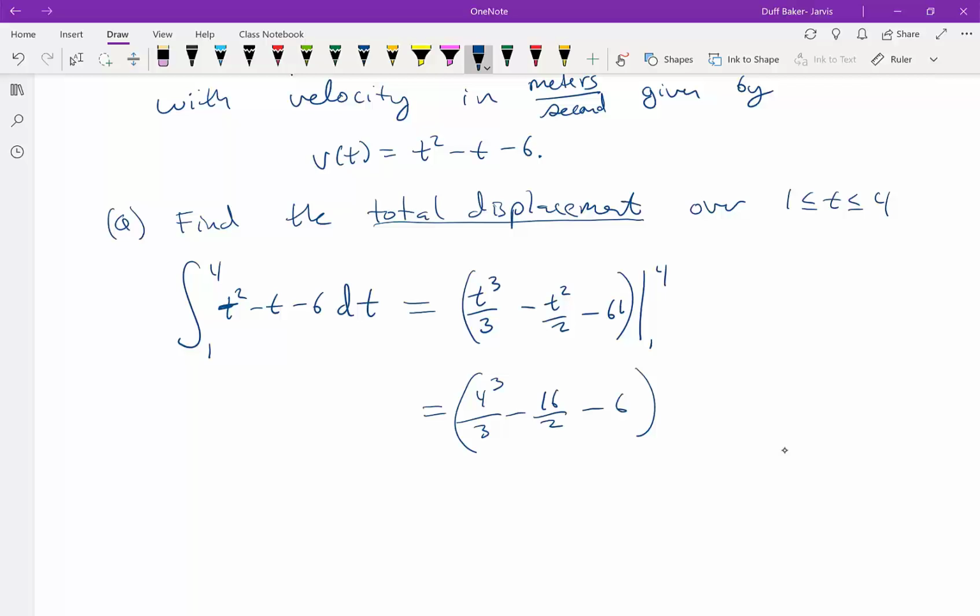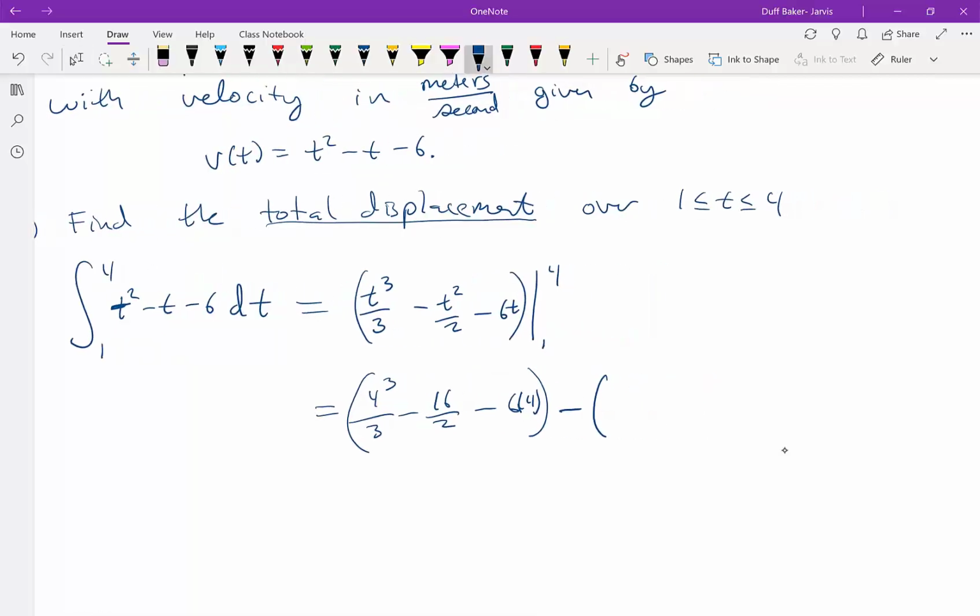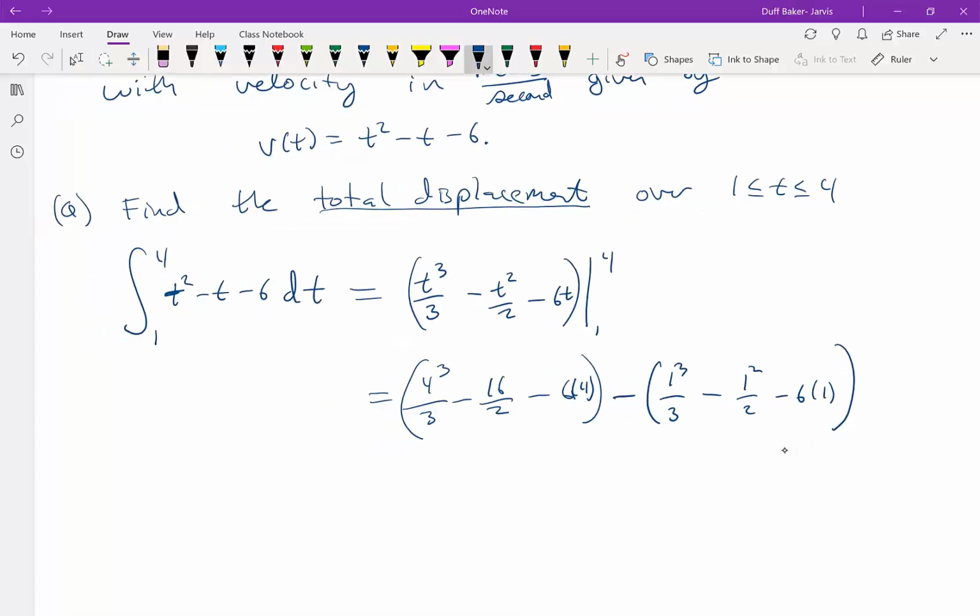Or sorry, I didn't take the correct antiderivative. It should be 6 times 4. Right, the antiderivative of 6 should be 6t. Now we plug in 1, minus 6 times 1. And apparently if you do that all out, if I plugged it all in correctly, you should get minus 9 halves.